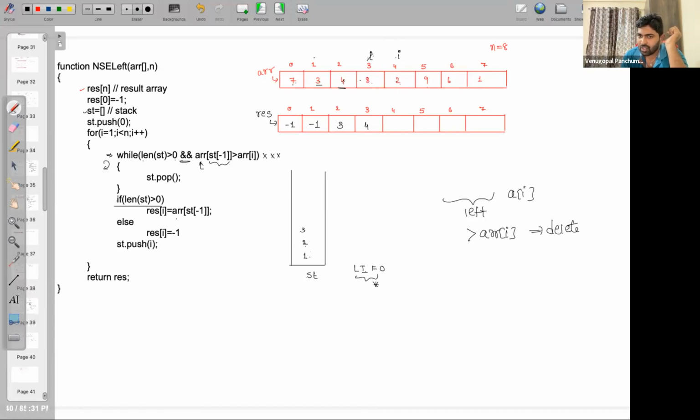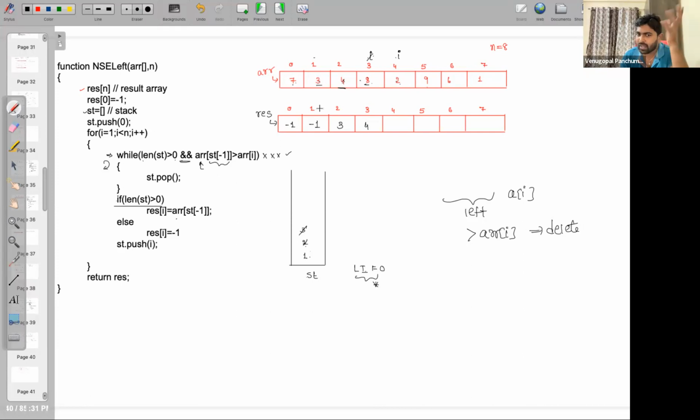What is the immediate top element? That is array of 3, 8. 8 bigger? Yes, I don't want it. Delete it. While condition true. So let me delete. Okay. Next, what is the next smallest? 4. 4 is bigger than 2. Yes, so not required. Delete it. Okay. See the beauty.